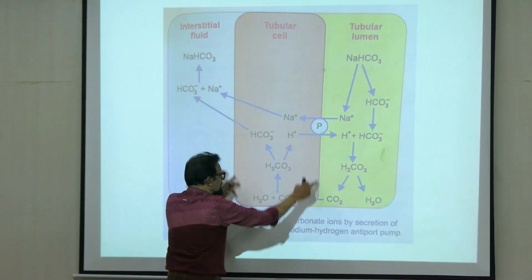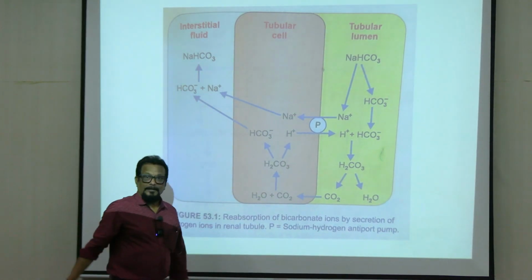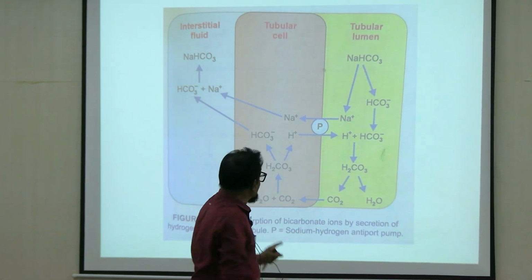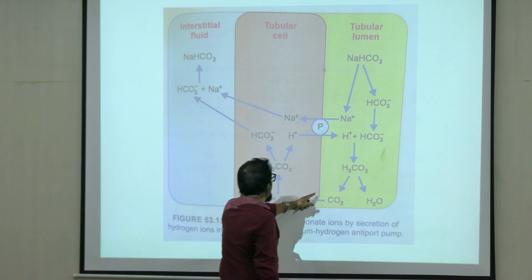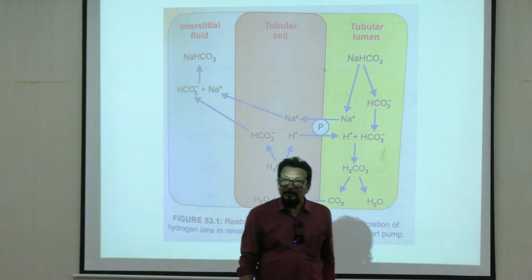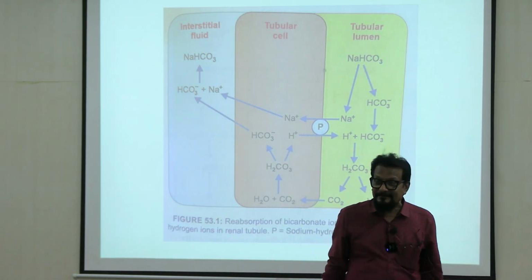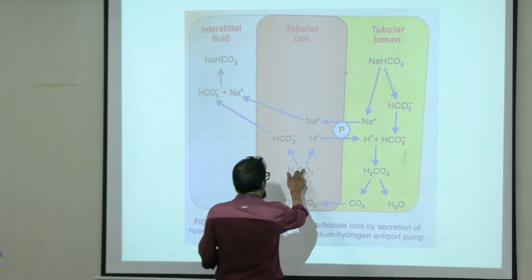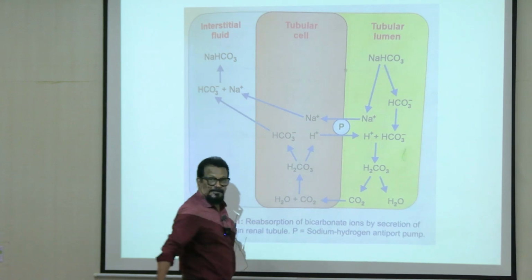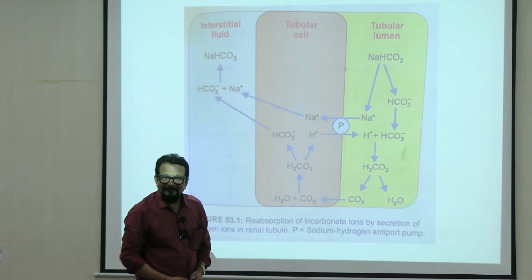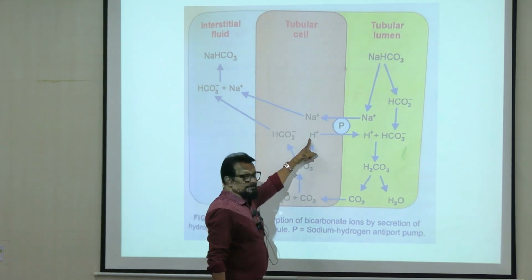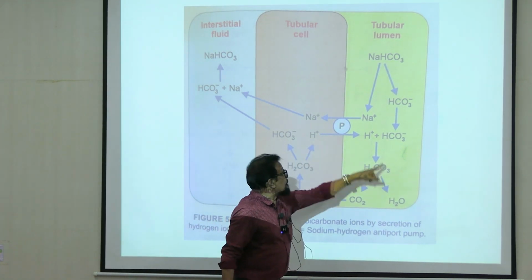So within the cell, water and carbon dioxide combine together. The apical surface has one enzyme. What is this? Carbonic anhydrase. So under the influence of this carbonic anhydrase, carbonic acid is formed. Immediately it is dissociated into hydrogen ion and bicarbonate ion. This hydrogen ion will be pumped out.